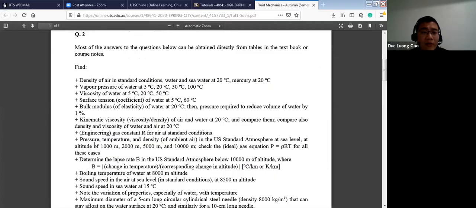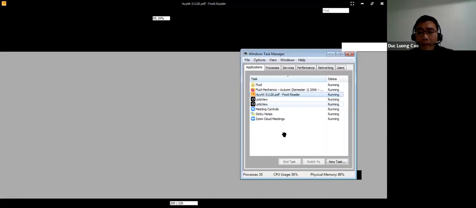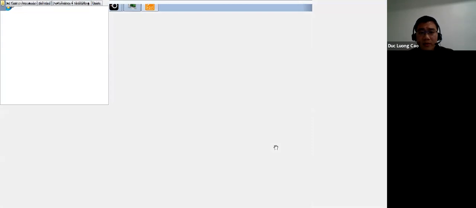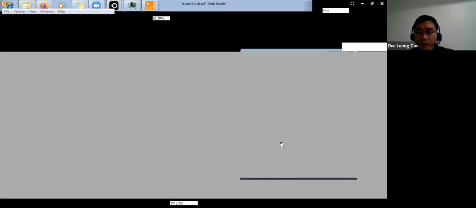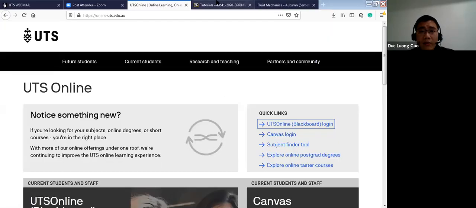So this question asks you to find pressure, temperature, and density at sea level and altitudes 1,000, 2,000, 5,000, and 10,000. Use the table. What's the problem with the table? Sorry, something is wrong here. I'm going to use the table here.